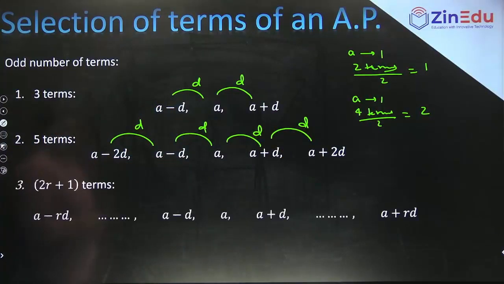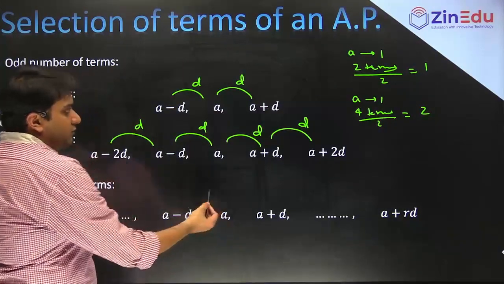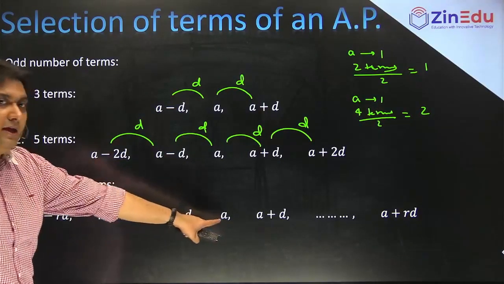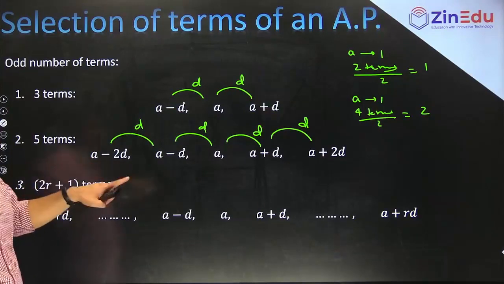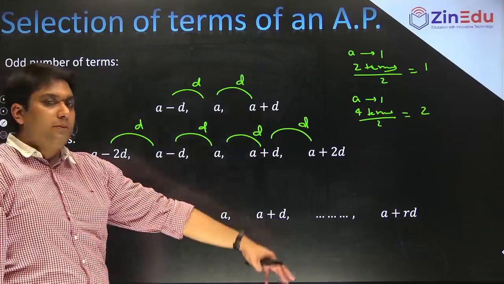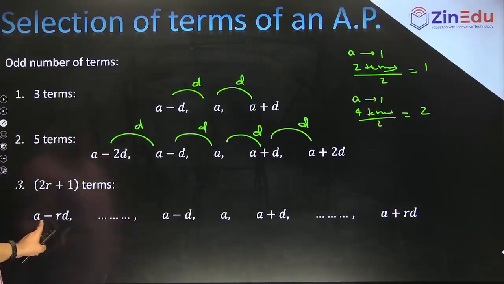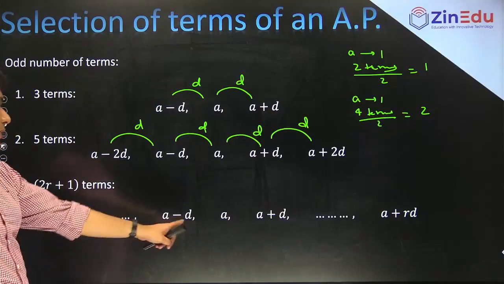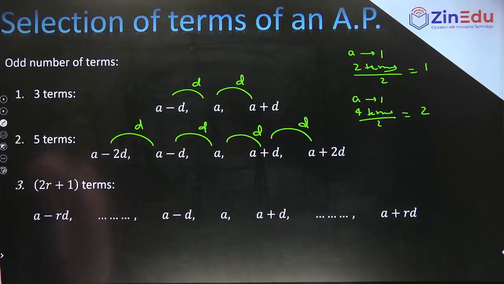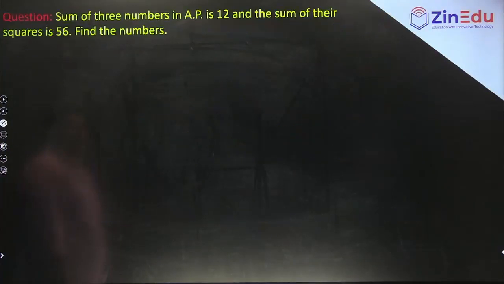Now if I need to find the general result for 2r plus 1, 2r means a multiple of 2, that means even number, plus 1, so we are talking about an odd number of terms. So again, a will be the one term, and then we are left with 2r terms. We have utilized 1 as a, we are left with 2r terms, so divide 2r by 2, that means r terms. So r terms can be written on the left hand side of a, and r terms on the right side of a. So that means a minus rd, and so on up till a minus d, a, a plus d, up till a plus rd. So let us take an example for such a case.